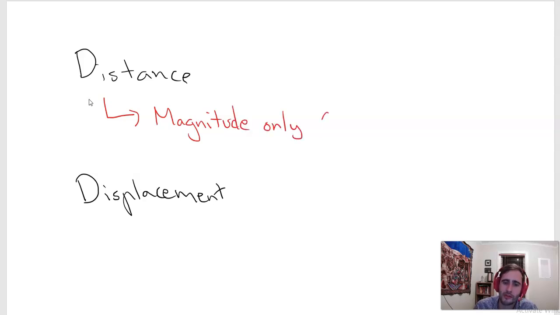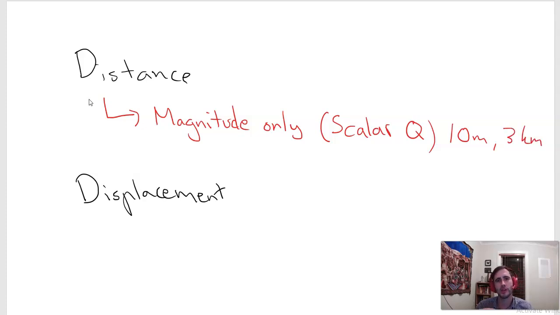And if you remember from our previous lesson, something that only has magnitude is a scalar quantity. I'll just write scalar Q for short there. For example, 10 meters, 3 kilometers. The units of measurement are not terribly important in this case. It could be 25 light years or something like that.